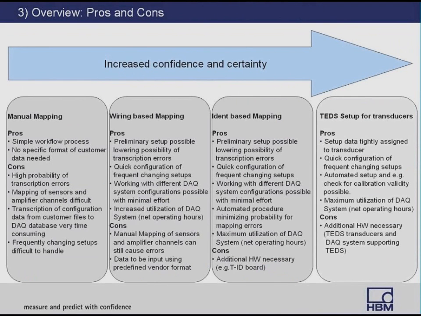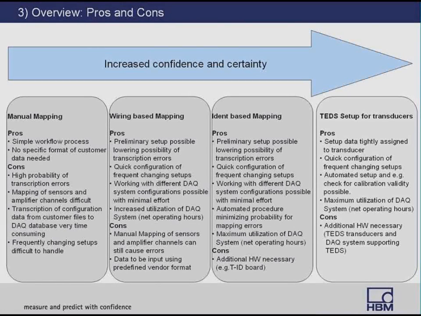If we arrange different workflows in terms of setup confidence and certainty, you will see that the confidence and the certainty increases when you look from the left to the right in terms of manual mapping, wiring-based mapping, ident-based mapping. When we look at the pros and the cons of the manual mapping, the pros are it is a simple workflow process. No specific format of the customer data is needed.